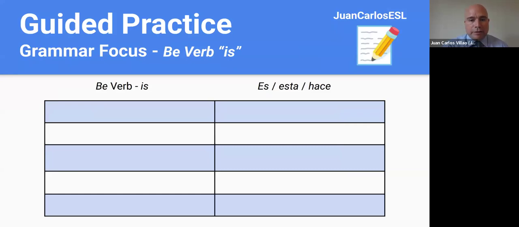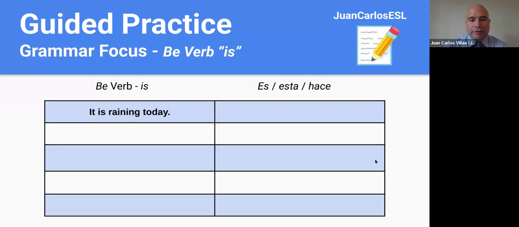Vamos a usar el verb is, que en español es decir es, está o hace. So let's provide an example. Un ejemplo. It is raining today. So there we have the verb is. And notice the word that's being used is a progressive verb known as raining.